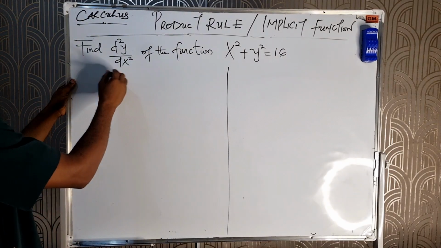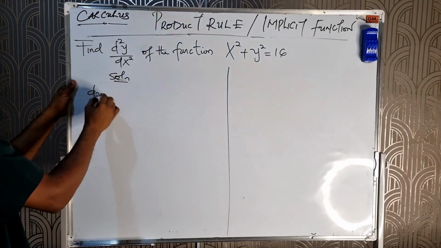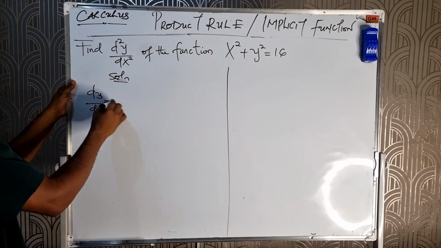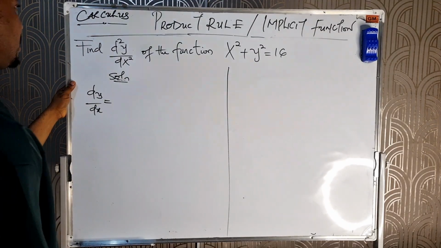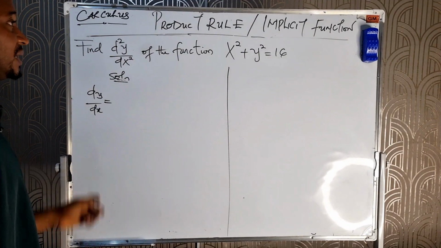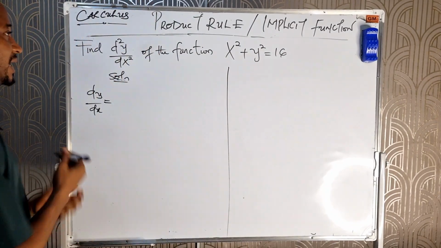Here we are given the solution. The first thing we need to do is to find the first derivative, which is our dy dx. So in this case, I'm going to use the implicit function method, the rule that says that anytime we differentiate y, we have to multiply by dy dx.